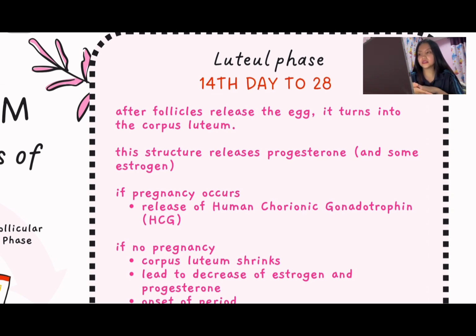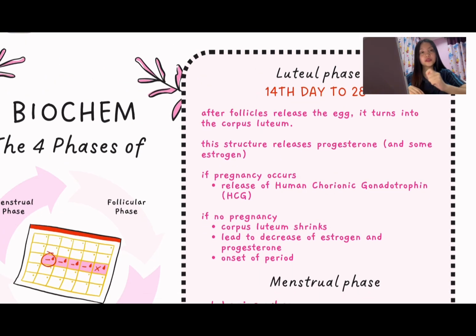If there is pregnancy, the developing embryo will produce human chorionic gonadotrophin, HCG. And for your information, this is the hormone that will be detected by a pregnancy test. The reason why the developing embryo will produce HCG is to maintain the corpus luteum. So, what if there is no pregnancy? The corpus luteum will then shrink, leading to a decrease in estrogen and progesterone, which ultimately will result in the onset of the menstrual period.